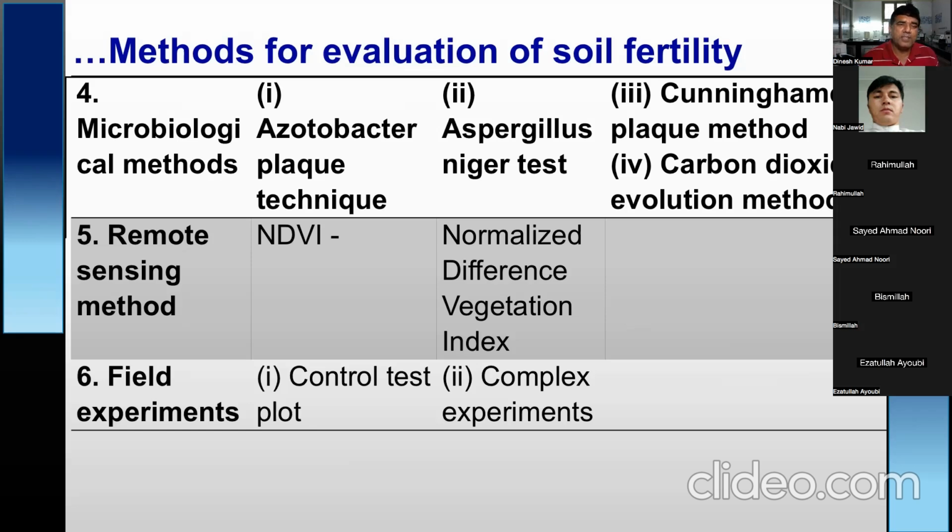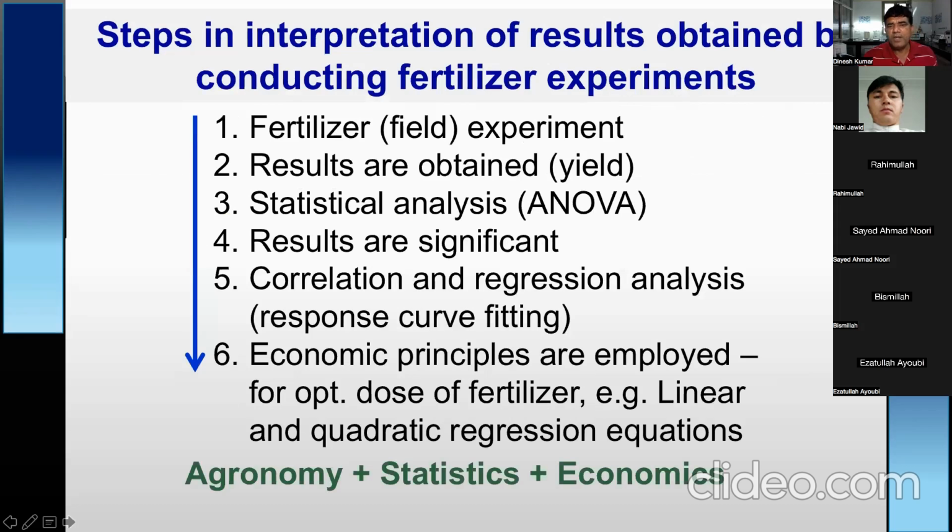And then there are complex experiments. In complex experiment, you can take two different nutrients. Instead of nitrogen or in addition to nitrogen, I can take phosphorus also. So two sources or two nutrients can be taken. Whenever you have more than one variable or more than one nutrient or more than one nutrient source, it becomes a complex experiment. So two kinds of field experiments are conducted. Finally, to decide the optimum rate of fertilizer, you need to conduct the fertilizer experiment.